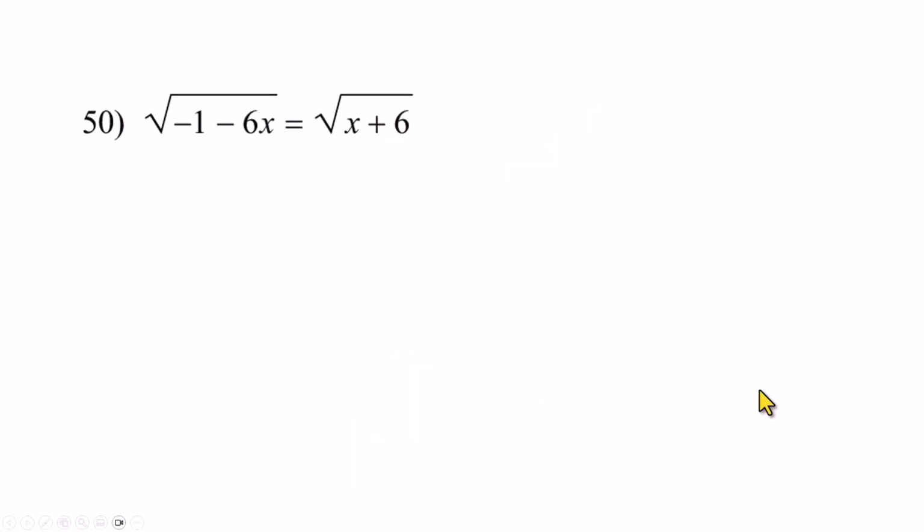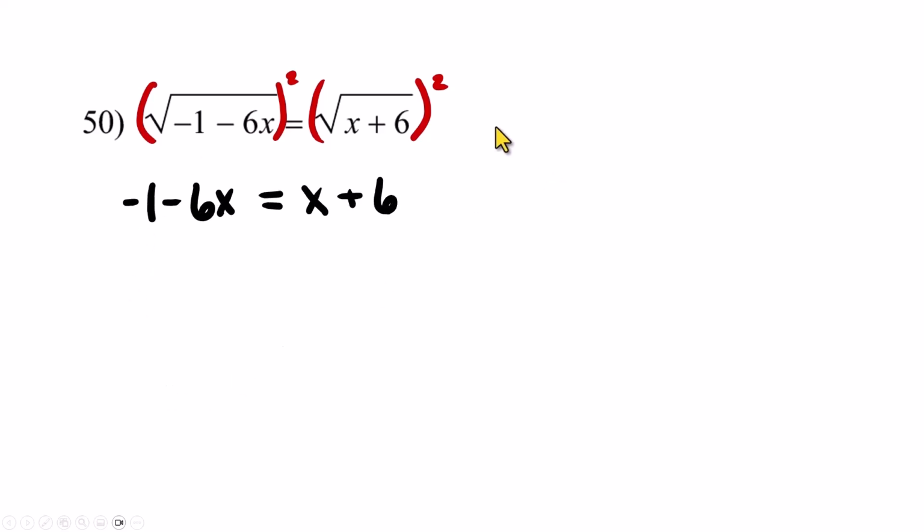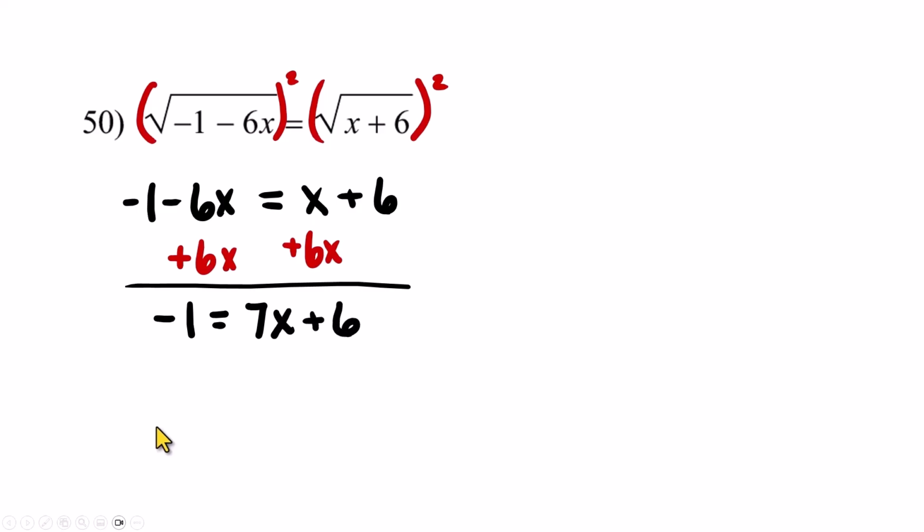50. We have radicals on both sides, nothing else going on, so I'm going to square both sides. And when I square this side, I get -1 minus 6x, and this side would just be x plus 6. And then all of a sudden, this is just a regular equation with variable on both sides. A little tricky because of the negatives. I end up with -1 equals 7x plus 6.